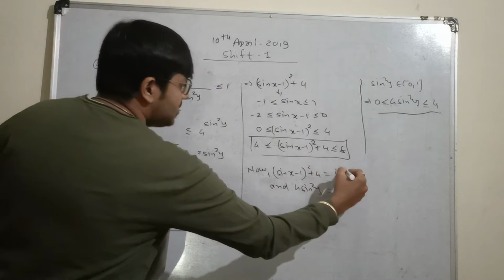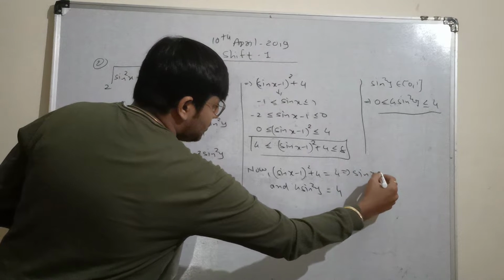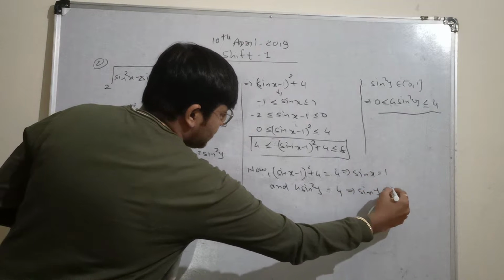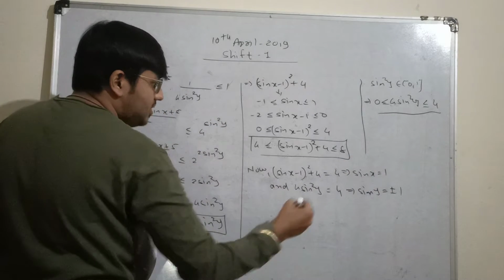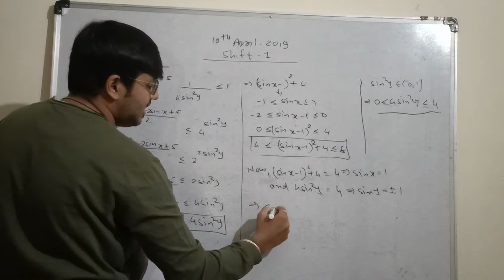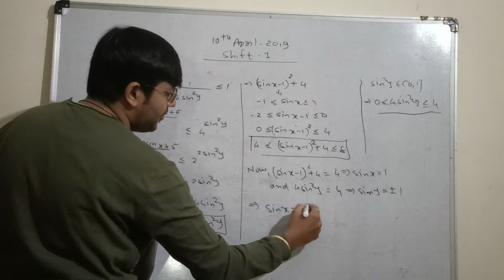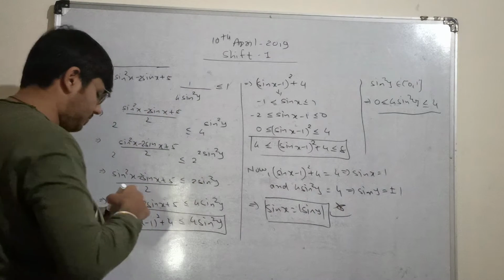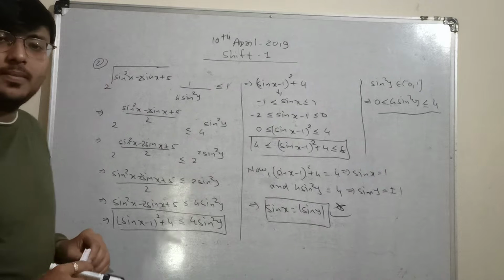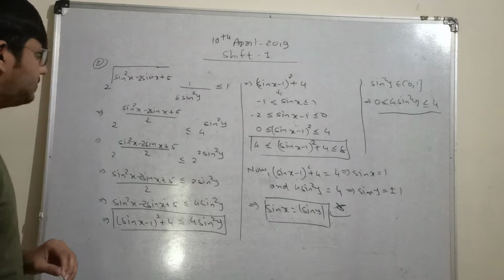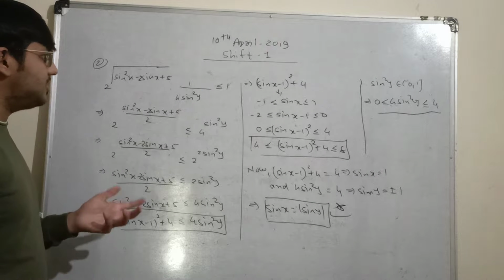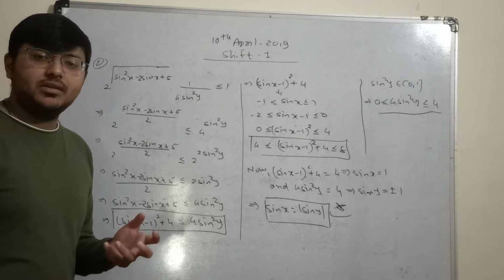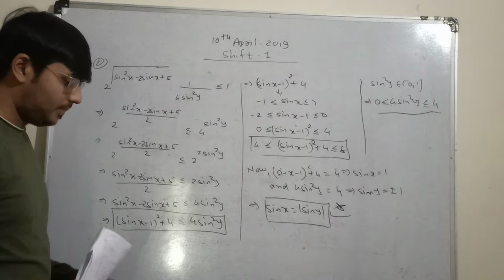So this can be possible if I take sin x equals 1. And this can be possible if I take sin y equals plus or minus 1. So when we use these two conditions, we'll get the final answer as sin x equals mod of sin y. This will be the correct answer for you. Right? So it's based on the trigonometry. Simple trigonometrical theorems or equations you need to know.